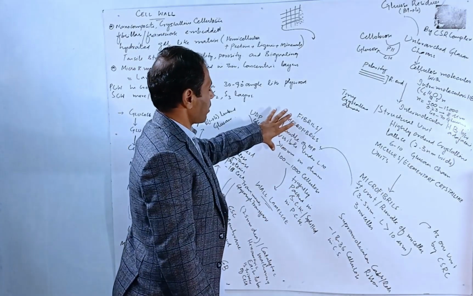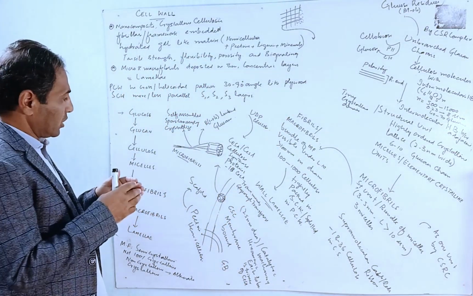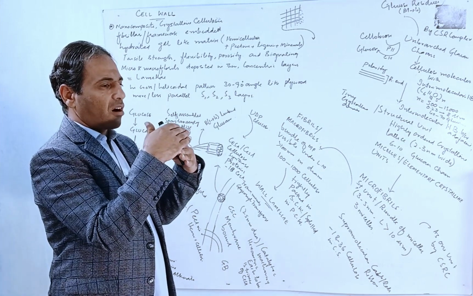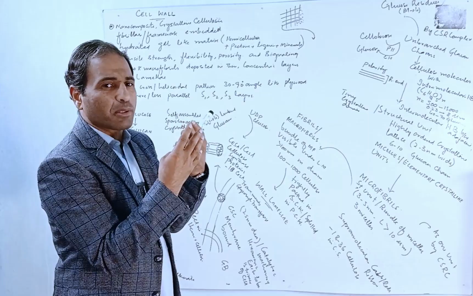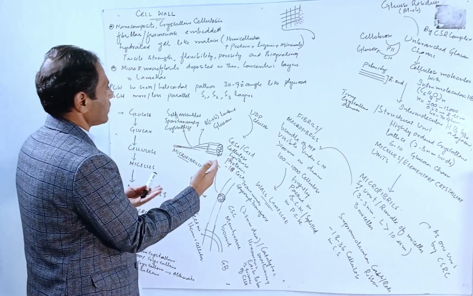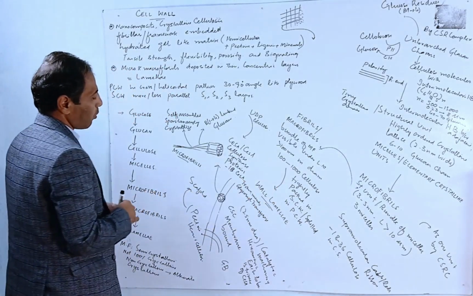The macrofibrils are arranged in a lamellate fashion, and lamellae are placed one upon another in a very specific manner or organization to give us the macroscopic structure of a cell wall.